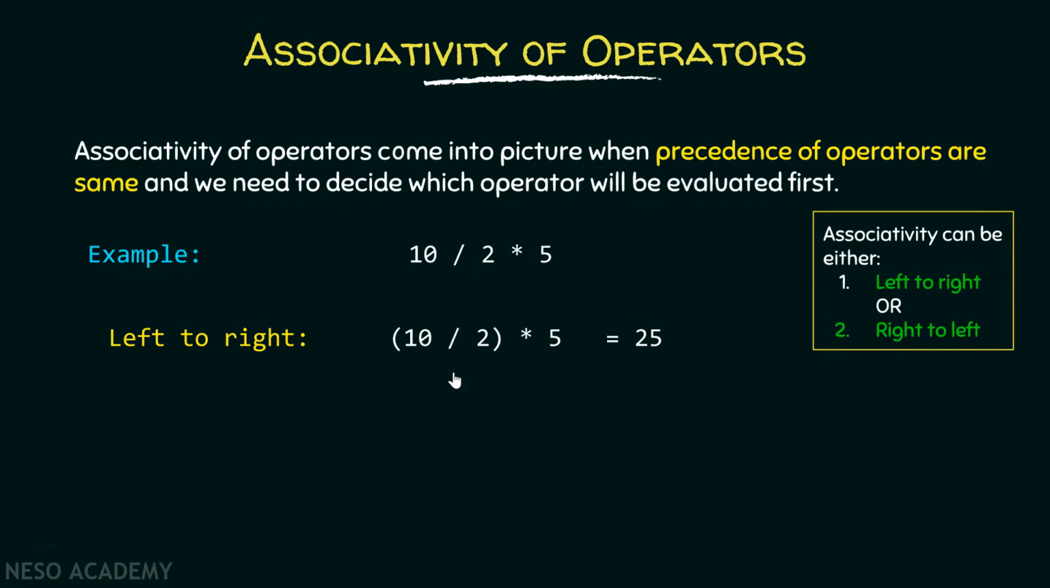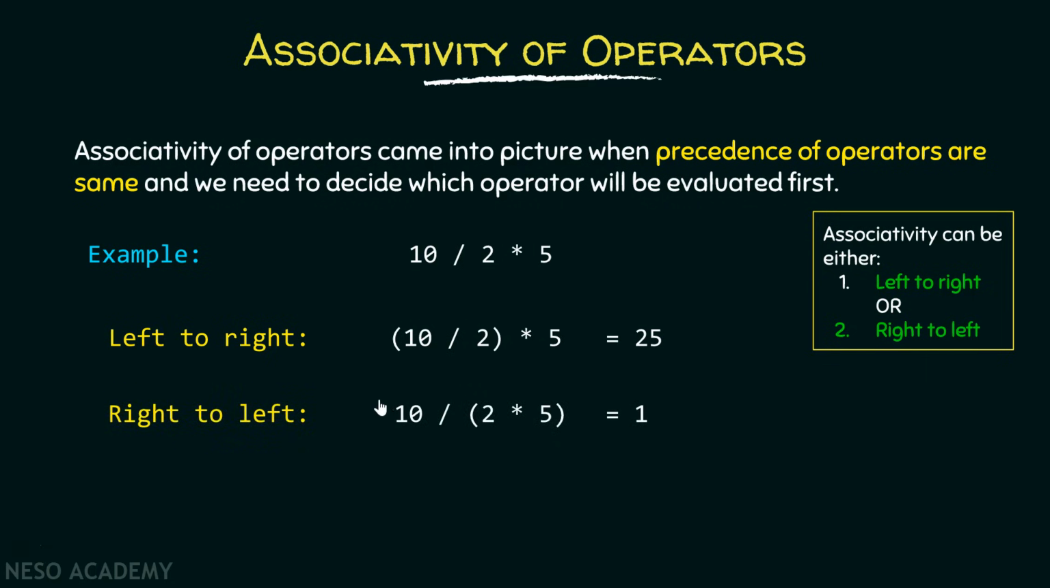Let me tell you one important point, that division and multiplication both have the same precedence. Therefore, the associativity comes into the picture. And here we need to decide the order of evaluation with the help of associativity and not by precedence. If the associativity goes from left to right, then division will be performed first and then the multiplication. Therefore, the final output is 25, because 10 divided by 2 is equal to 5 and 5 into 5 is equal to 25.